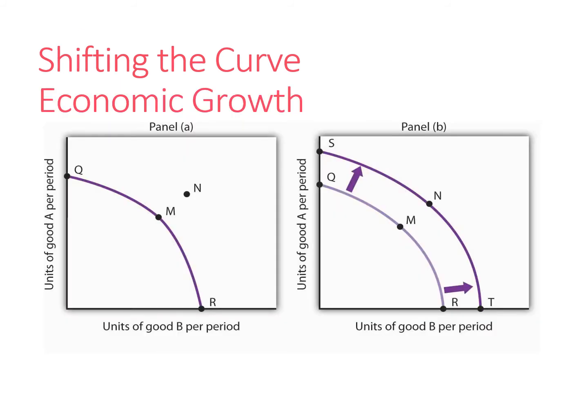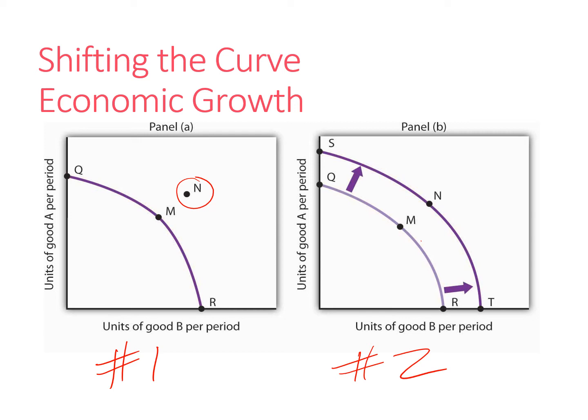Okay. Now, this is what it looks like when we shift the curve. If this is like our starting point, I'm going to put like number 1 right here. This is our starting point. You can see that point N is unattainable. But if we get more resources or if we trade with another country, all of a sudden we could be at graph number 2 here, where you can see that our production possibilities have increased.